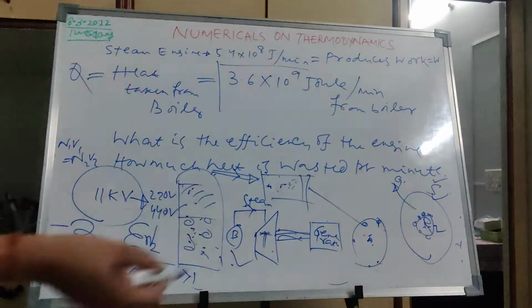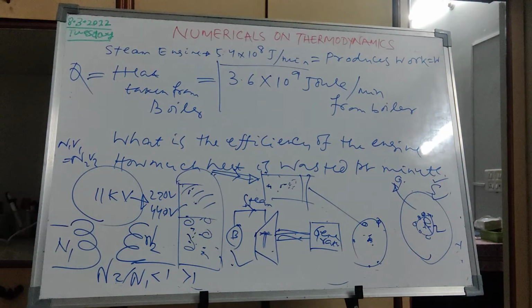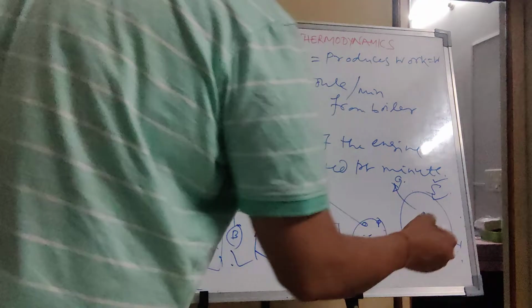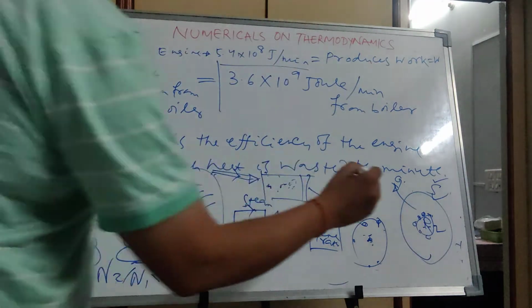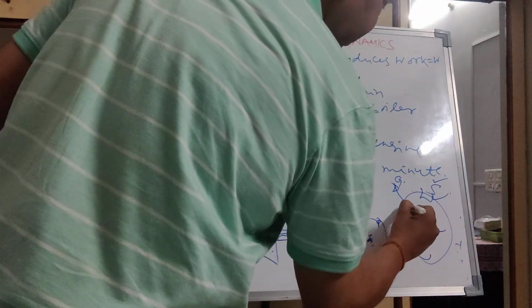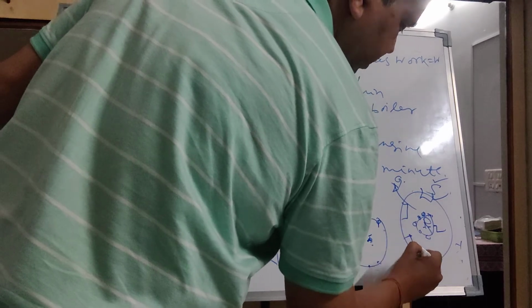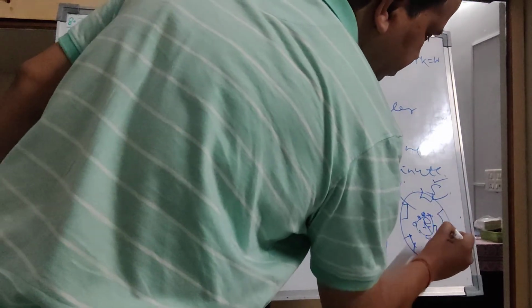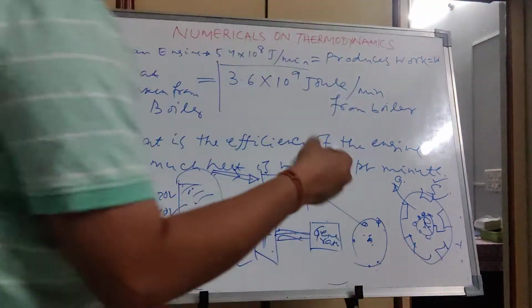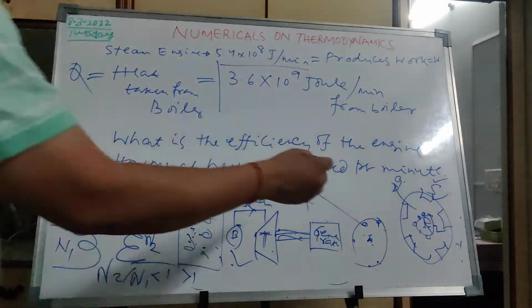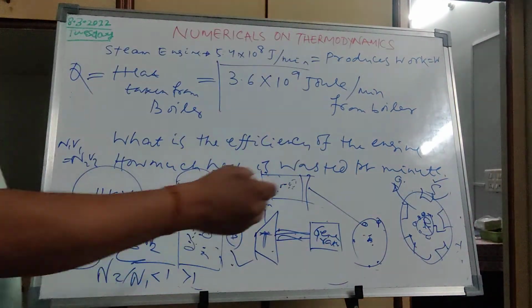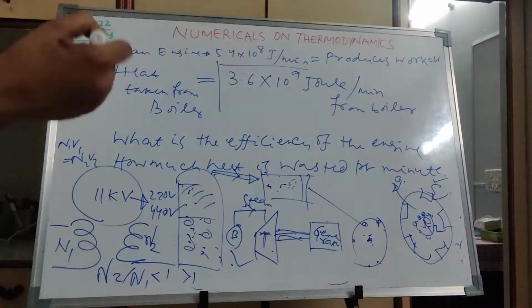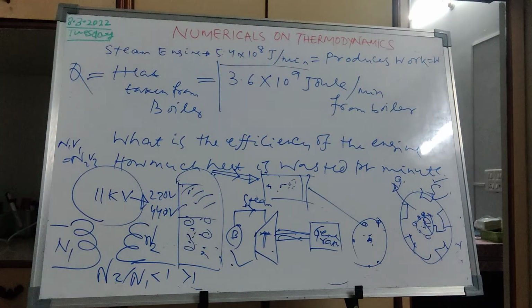The generator has a stator, and it has a rotor. The rotor rotates inside the magnetic field. The stator will have different magnets like this, producing a magnetic field inside. So when a conductor rotates inside a magnetic field, it will generate current. That current will have a certain voltage and a certain amperage.